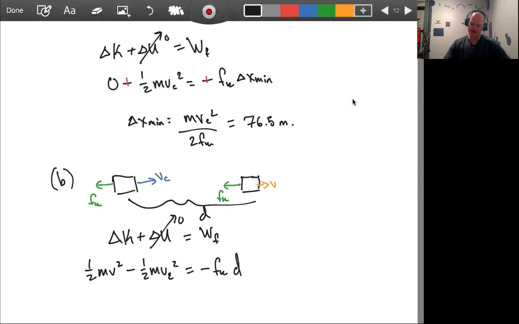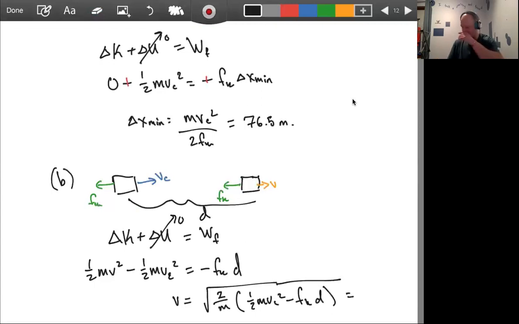So good. From here, I want the final velocity. So all I'm going to do is add the second term over to the right-hand side and then multiply by 2 and divide by the mass and take a square root. So this tells me that my final velocity is going to be the square root of 2 divided by the mass times 1/2 m v car squared minus my friction force times the distance. And this is my final velocity. Plug in my numbers. What I find in this case is this works out to be 27.3 meters per second. So this is the final velocity that the car has by the time it hits the truck.